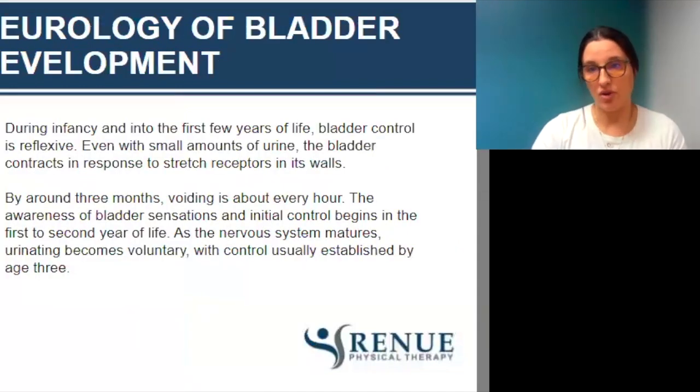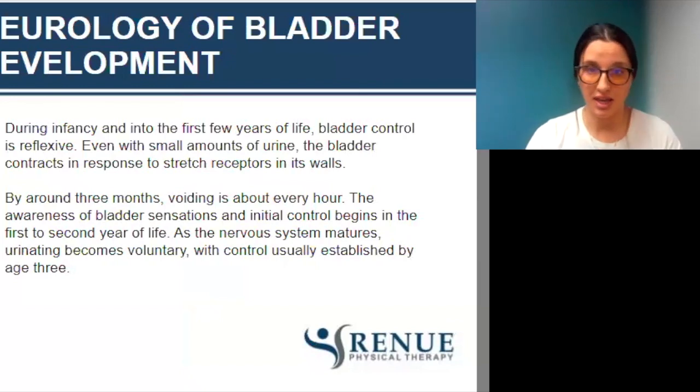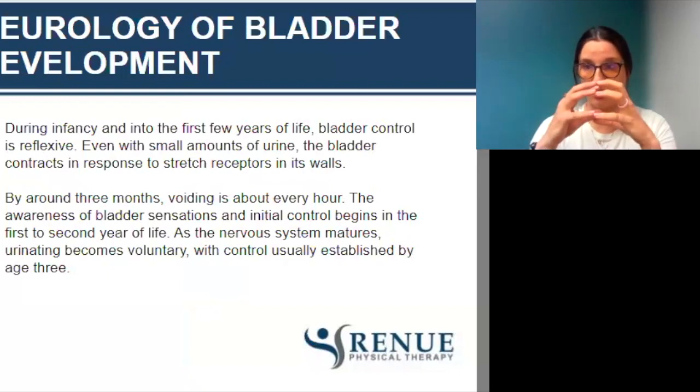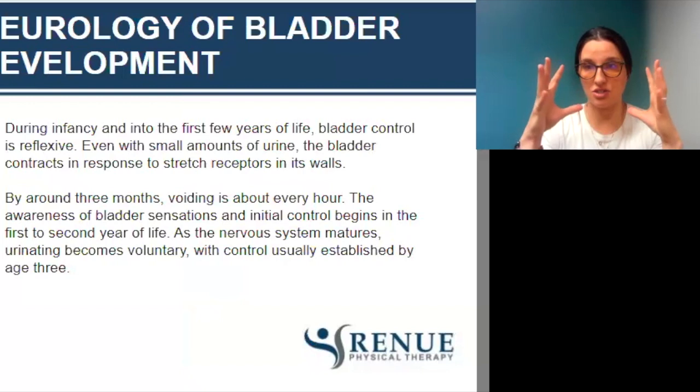And briefly going over the neurology of how bladders develop in kids. During infancy into the first few years of life, bladder control is reflexive, meaning that even with small amounts of urine, the bladder contracts in response to the stretch of the bladder as it fills up. So it contracts to let the pee out as it's starting to stretch.